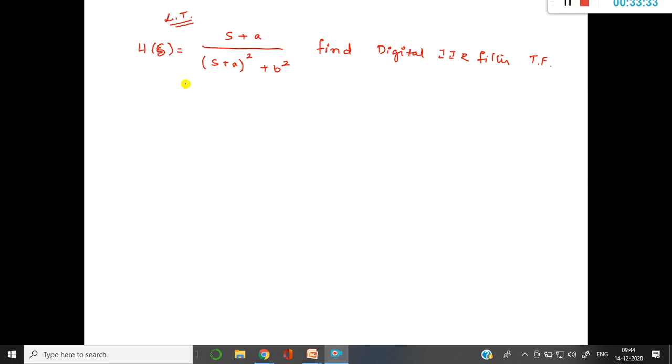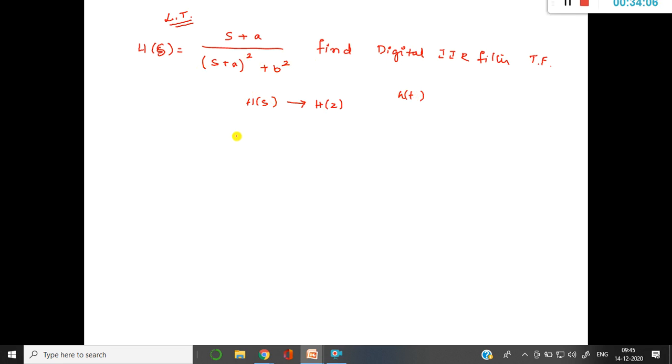The problem here is I have a transfer function which is in Laplace transform form. I need to convert this to H of z. Converting H of s to H of z is nothing but conversion of an analog filter to a digital filter. Now how do you perform this? As I told you, the very first step is taking the inverse Laplace transform and obtaining h of t.